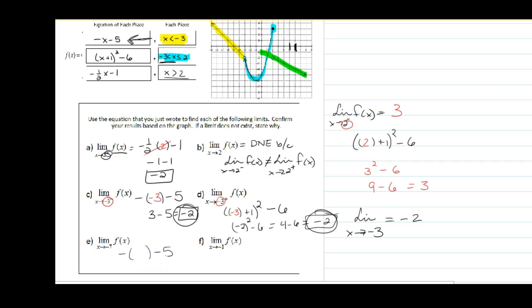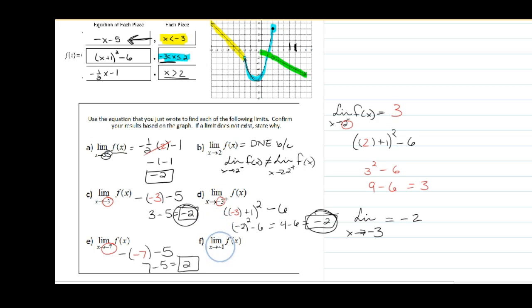-x minus 5. And I'm always evaluating at what x is approaching. So I'm going to evaluate at the -7. Watch my signs. Negative, or the opposite of -7 is +7. Minus 5 equals +2.